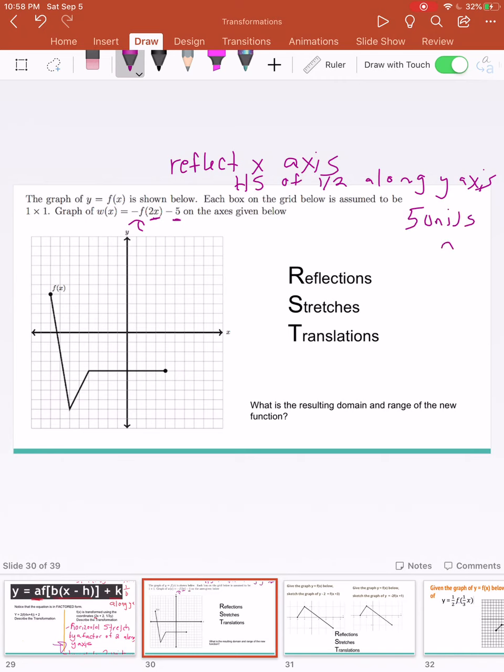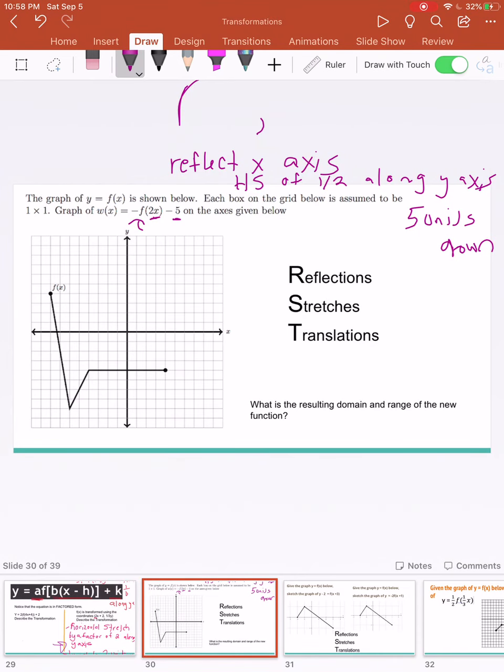Remember our trick. Anything outside of the function equation affects the y. So that means we're going to have a -y minus 5. Anything inside of the function brackets affects the x. So I'm going to take the reciprocal of that b value, so I end up with 1/2 x. So these are my mapping coordinates.